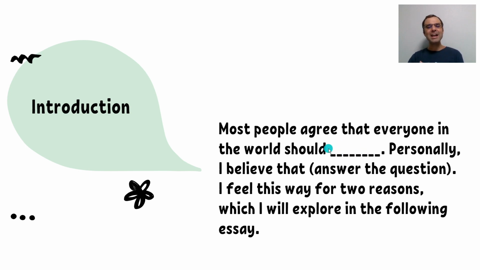So if you get a question about working in groups, you could say, everyone in the world should know how to collaborate with others. Or if you get a question about how much money you get paid at work, it could be like, everyone in the world should be happy about their salary at work. You know, something like that, something simple and something concise. Now, even though this sentence should be simple and concise, it is important. It needs to be in the essay.